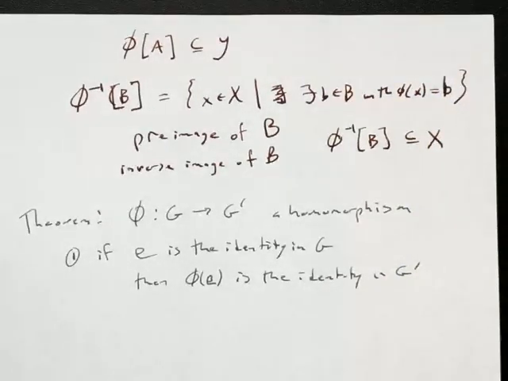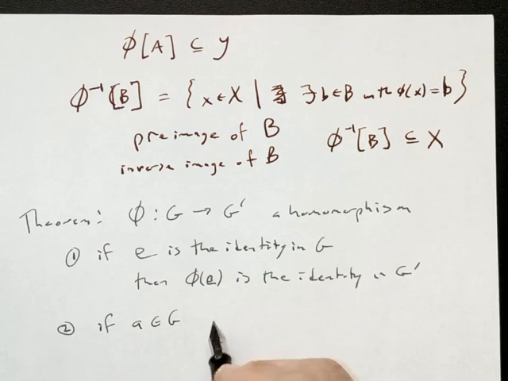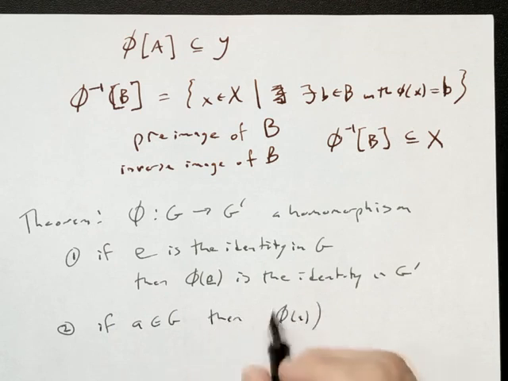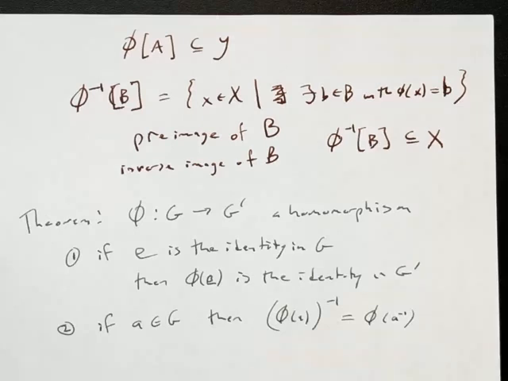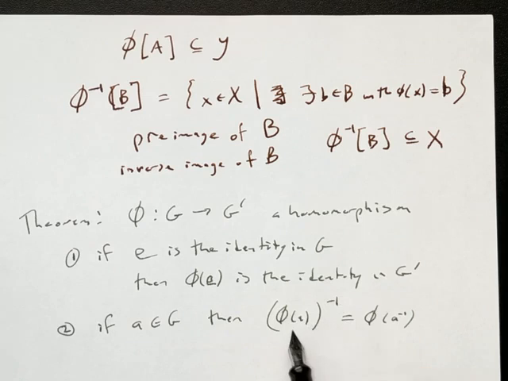If I have a homomorphism, then the image of the identity must be the identity. The inverse of an image must be the image of the inverse. The inverse of an image must be the image of an inverse.